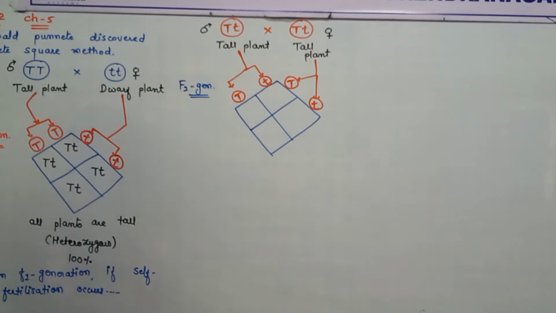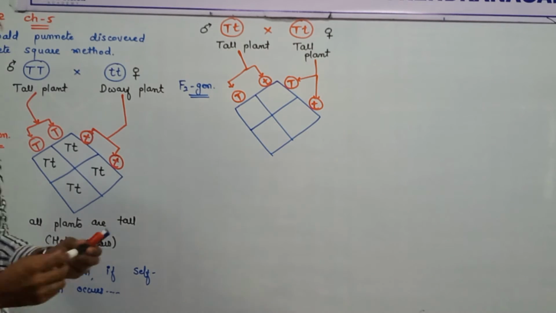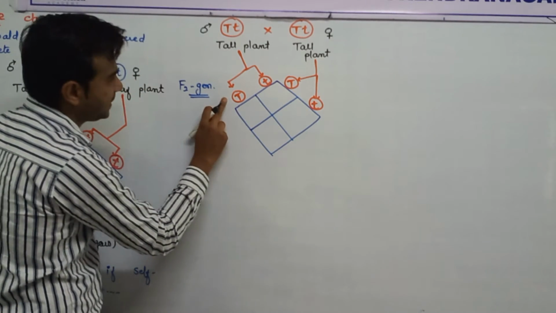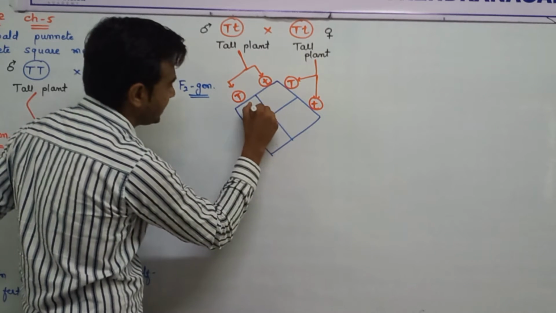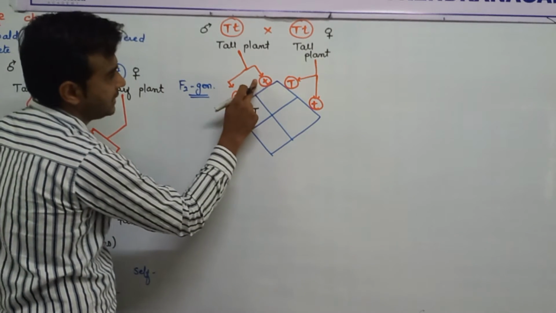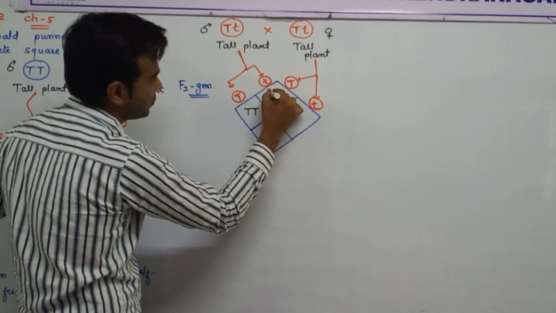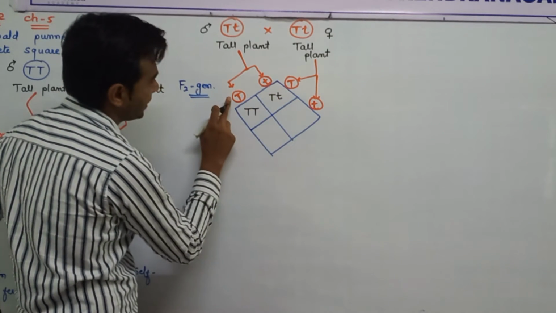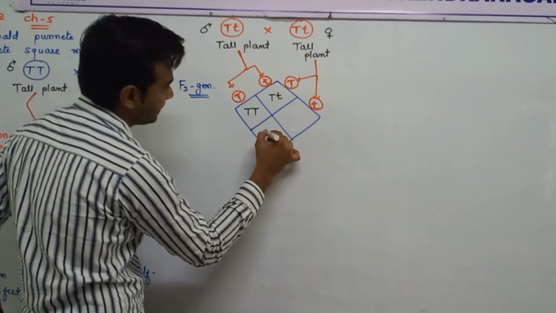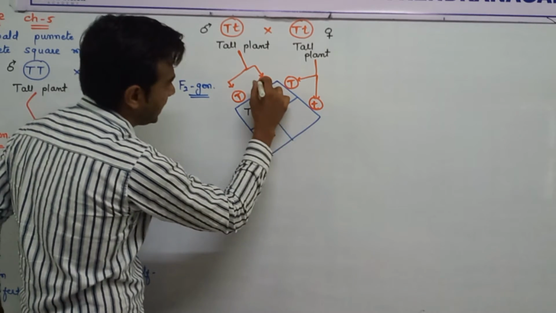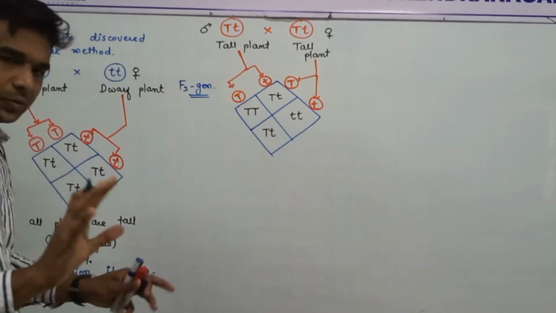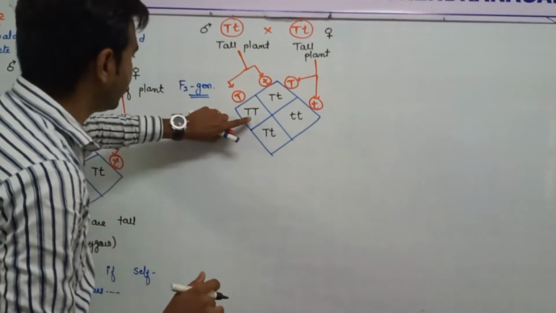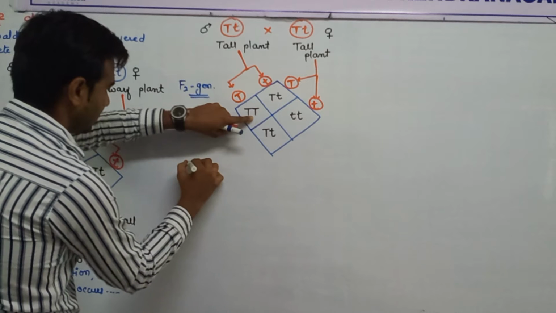Now you understand properly that here this capital T is now with this capital T. So here capital T capital T is there. Here small t with capital T. So capital T small t is there. Here capital T with small t. And here small t is with small t. So the result is the same. So here what do we write?